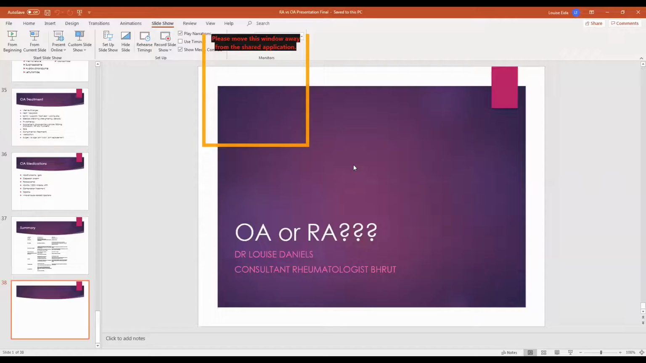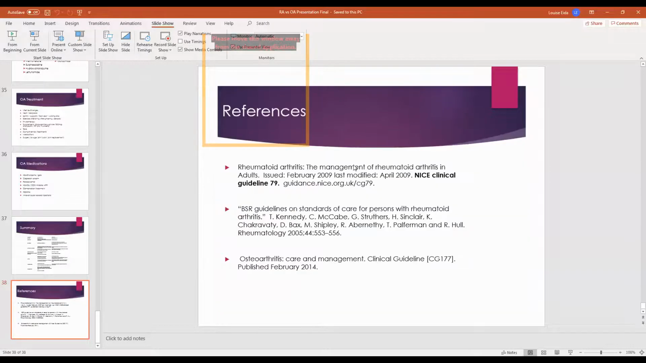That's everything. So are there any questions? Thank you very much for that. Yes, we have a few questions lined up in the chat. First of all, is there any guidance for restarting steroid joint injections in primary care? We stopped due to COVID risk and reduced immunity.